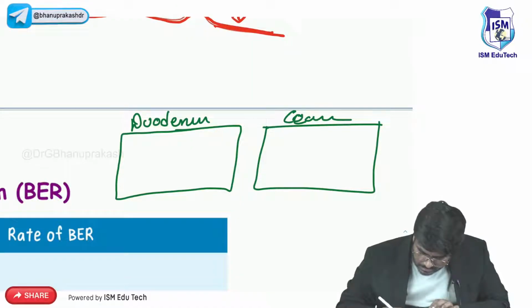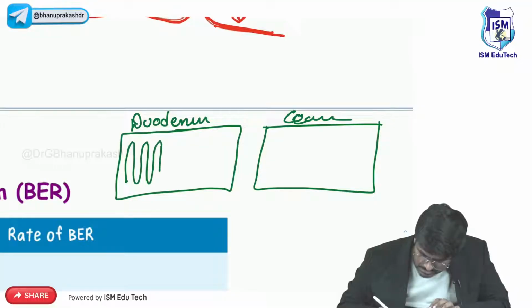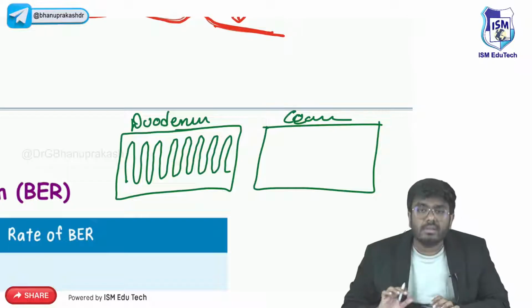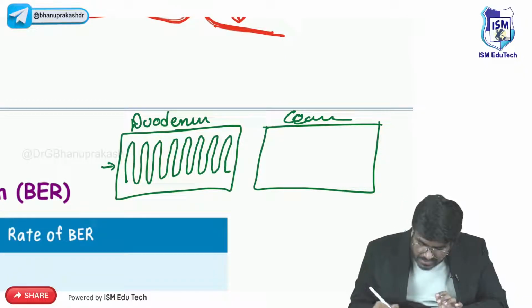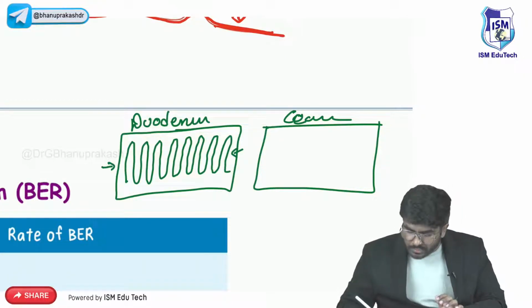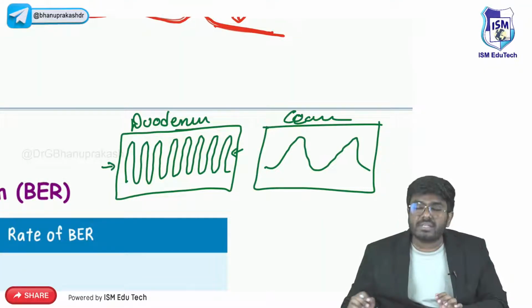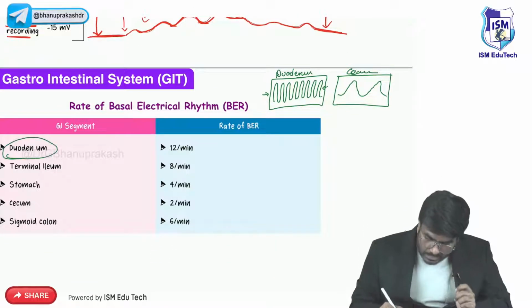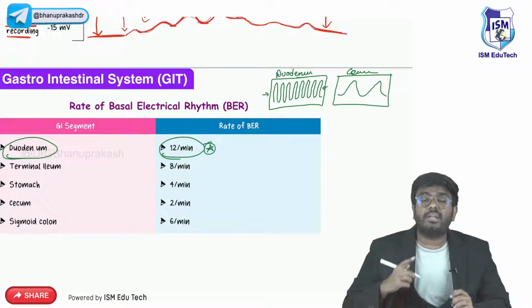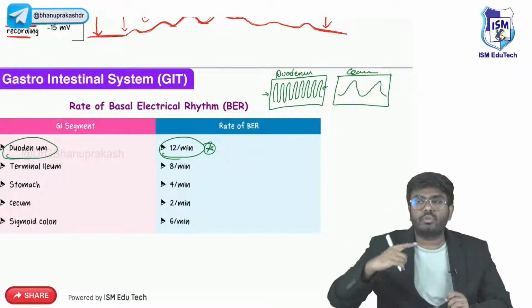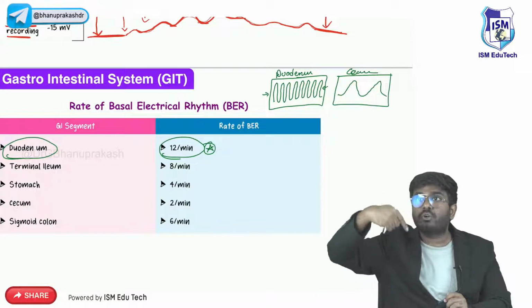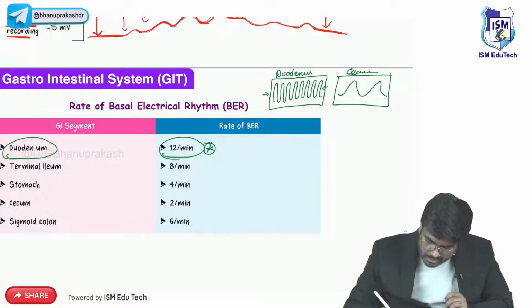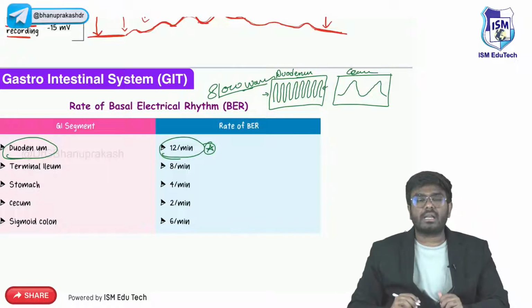Now see, in the duodenum, these are the basal electrical rhythms, you know. Within a time, see how many basal electrical rhythms are there? More or less? More. But in the cecum, how many basal electrical rhythms are there? Less. So this is the MCQ, sir. In the duodenum, the basal electrical rhythm is higher. Every minute you can have 12 waves. So 12 fluctuations are coming, 12 slow waves. This basal electrical rhythm is also called slow waves.